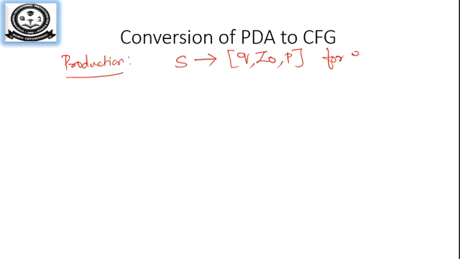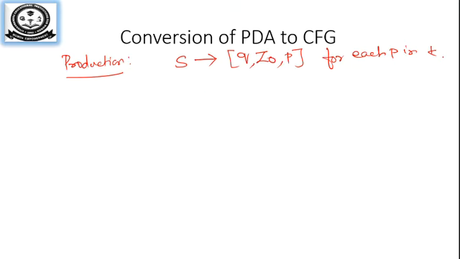So let us write the productions one by one. We know the start symbol, so all the productions will start from the start symbol. So S tends to a triplet: Q, then Z naught, the symbol at the top of the stack, and P. For each P it can take some K values. So this is going to be a unit production.